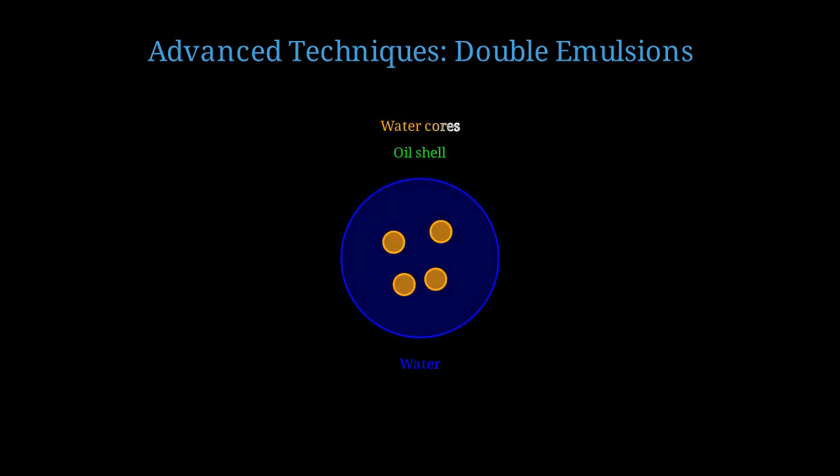Let me introduce an advanced technique: creating double emulsions, which are emulsions within emulsions. A double emulsion is water in water, or WOW. You have water droplets inside an oil shell, which is itself suspended in water. These are incredibly useful for controlled release applications.